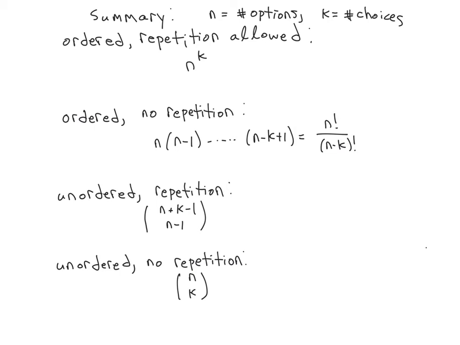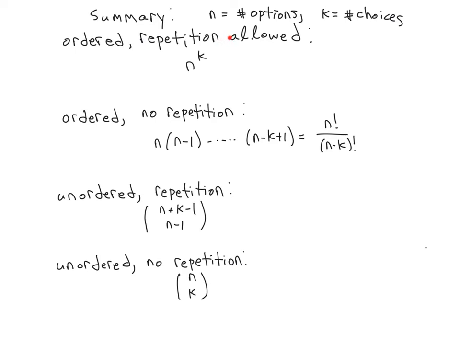Now, as a summary, it's worth pointing out that at this point in the course, we've seen a bunch of counting problems that are closely related, so I thought I'd summarize them. Sometimes in counting problems, you have a number of options, like the number of toppings on a pizza or the number of shirts, and you're making a certain number of choices. So I'm going to let that be n and k for these formulas. Now, suppose that your choices are ordered, so you make the choices in some sort of sequence, but you're allowed to pick the same option more than once.